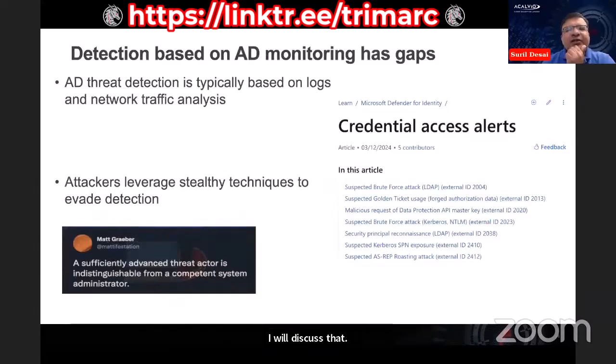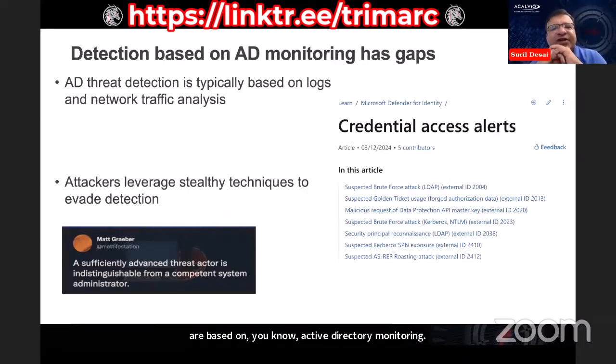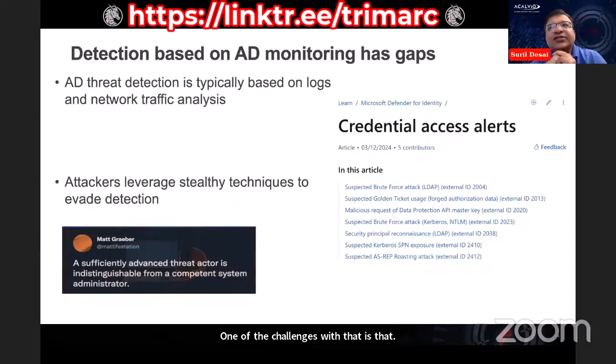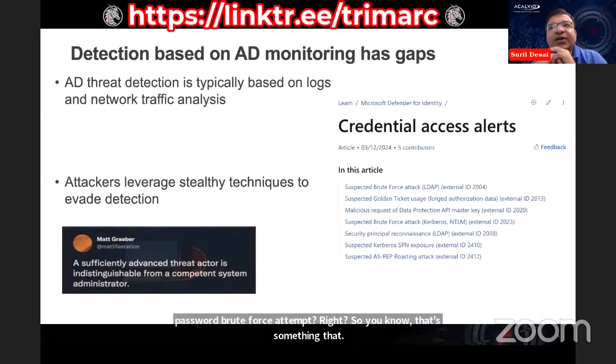So traditionally, the organizations have taken a set of detection approaches which are based on Active Directory monitoring. These are useful, but they have several gaps, and I'll discuss some of them today. One of the challenges with that is that it can detect known bad. A known bad could be, for example, a password brute force attempt, right? You know that that's something that should not be expected to be done, and so you can raise an alert accordingly. And so those types of things are not a challenge.